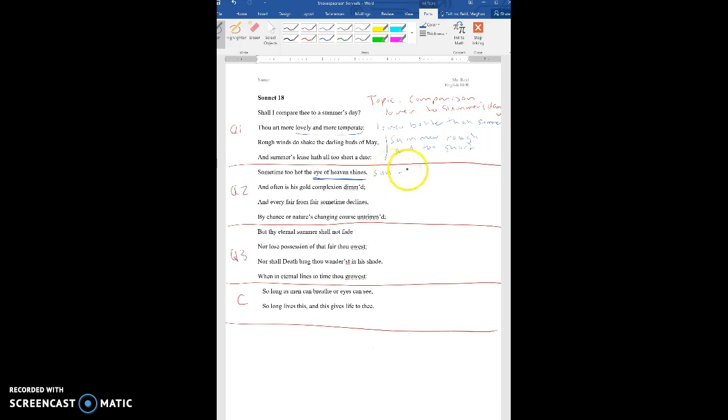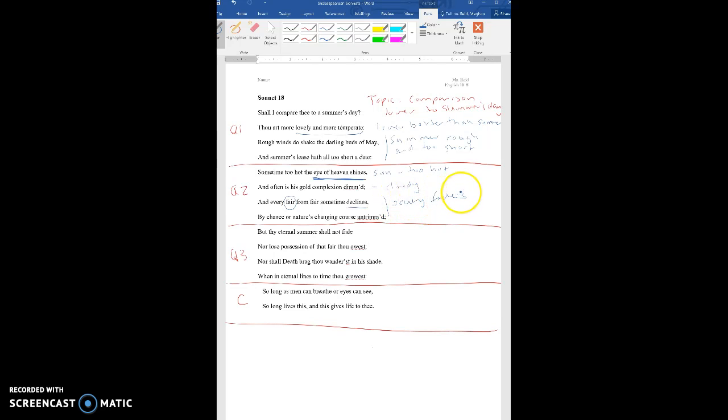And so the sun is sometimes too hot, and we know that it can be very unpleasant to get burned. And often is his gold complexion dimmed. So how does the sun get dimmed? In what instances? Sometimes it's cloudy. And every fair from fair sometimes declines, by chance or nature's changing course untrimmed. So this is where we get a little bit complicated: every fair from fair sometimes declines. So fair has a positive connotation. So if fairness declines, this means that it fades. So beauty and summer fades.